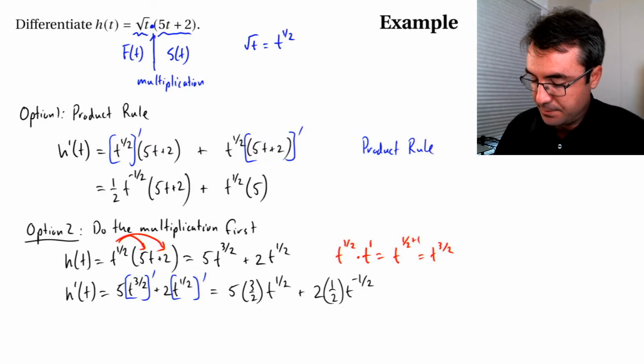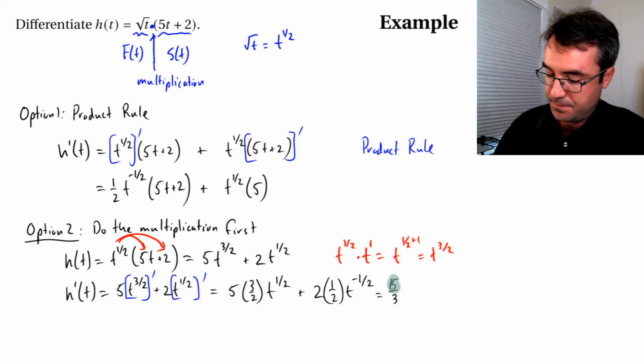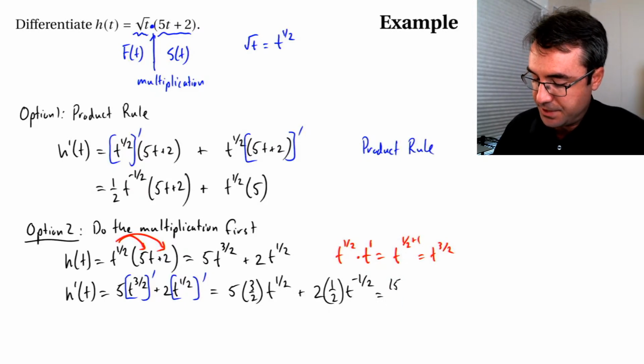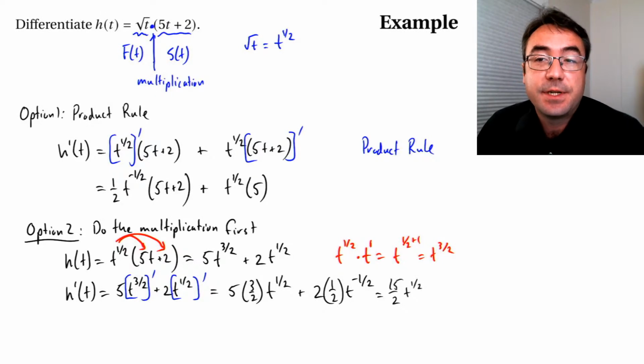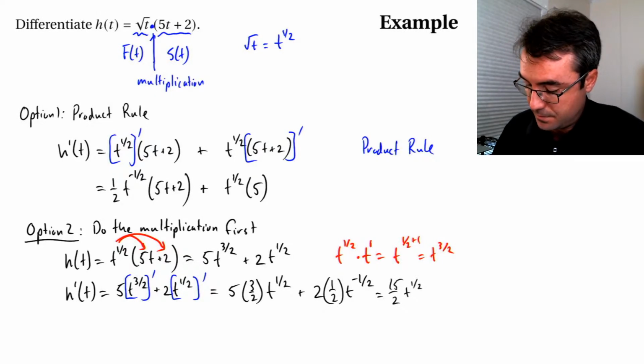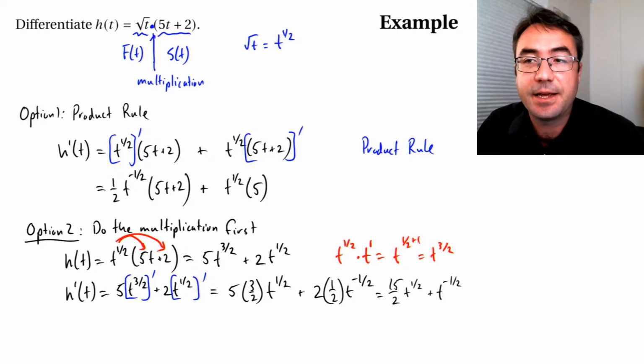And if we want, we could simplify this a little bit. Multiply the 5 and the 3 together to get 15. So we would get 15 over 2 times t to the 1/2. And then multiply the 2 and the 1/2 together to get 1. So we just have plus t to the negative 1/2 there.